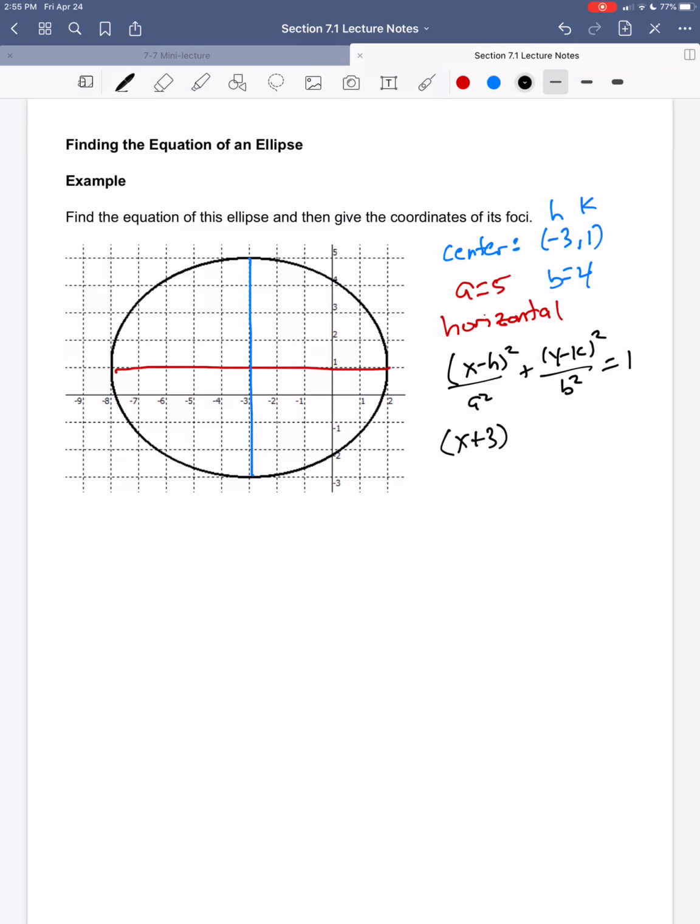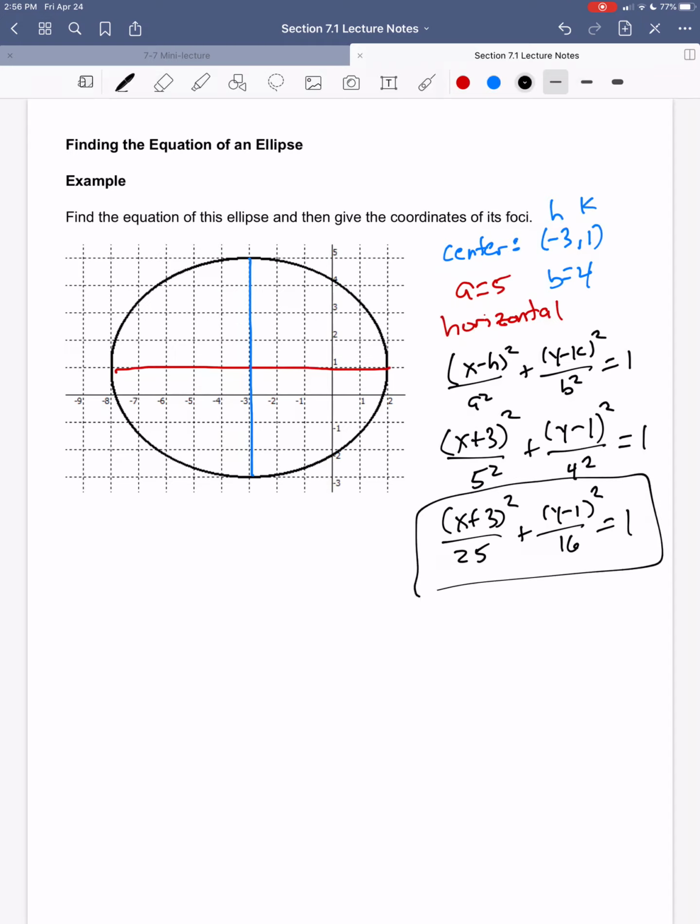So (x plus 3) squared over 5 squared plus (y minus the y coordinate of the center, which is just 1), so I don't have to worry about that becoming positive. Oops, forgot my squared over there. Over 4 squared equals 1. So we get (x plus 3) squared over 25 plus (y minus 1) squared over 16 equals 1.